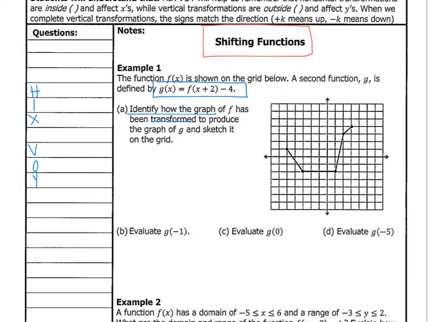So this plus 2 is telling us to think about HIXS. Plus 2 changes x's because it's inside parentheses, meaning that we have to do the opposite. So in this case, we're shifting left 2. Go ahead and tell me what that minus 4 on the outside is telling you to do. Write it right there on your paper and then check in with me.